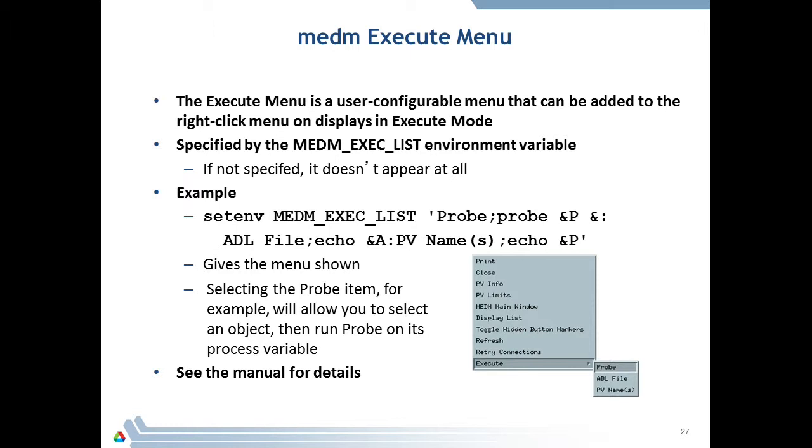The execute menu is a way that you can access PV info and the PV limits. When you middle click on an active display that is in execute mode, there's a way that you can add other features to the execute menu. There's an environment variable that you set. And here I have an example of setting a value for the environment variable for adding the probe feature.